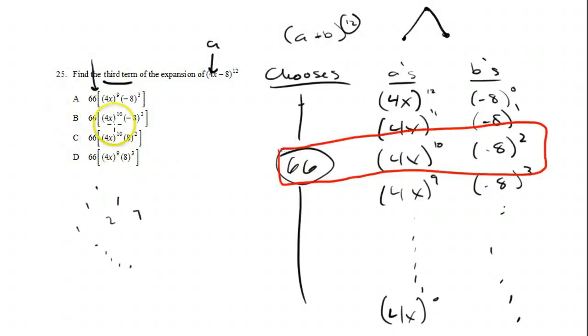And if we take a look at our multiple choices, well, we need the 66, obviously. And then we have 4x to the 10th. Well, these two are possible, so not that one anymore and that one. That's the fourth term. And then last we have a negative 8 to the second power. Not positive 8, it's a negative 8. So this has a positive 8. So the answer must be B.